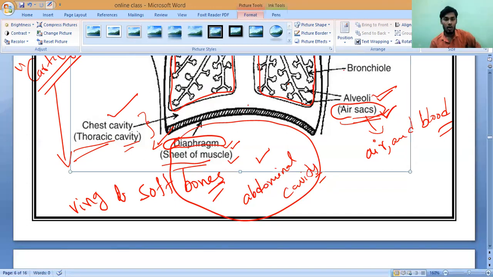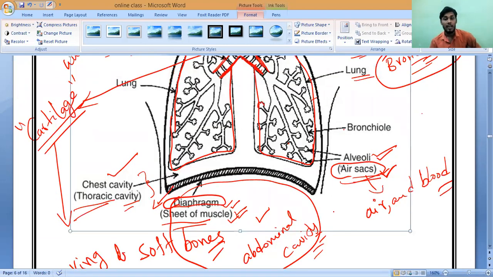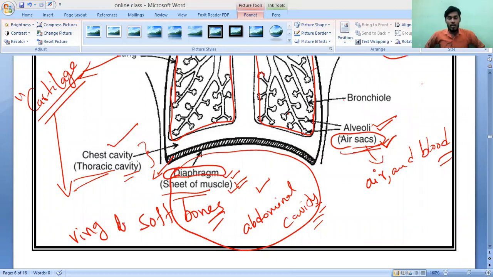So, the abdominal cavity, just below the chest cavity or thoracic cavity, is separated by a thin sheet of muscle. What should we call it? Diaphragm. Understand? So now air is entering into our chest cavity. That's all. This is what you should remember.